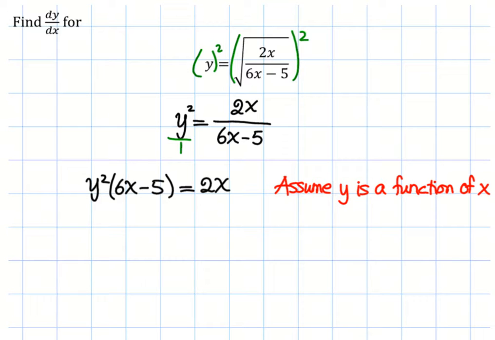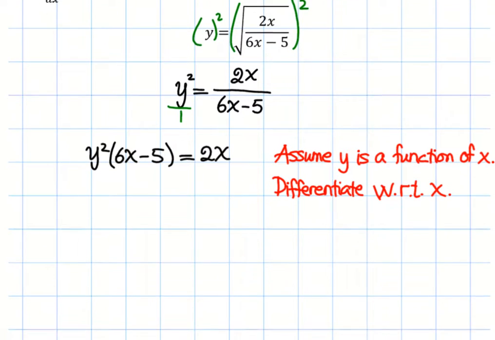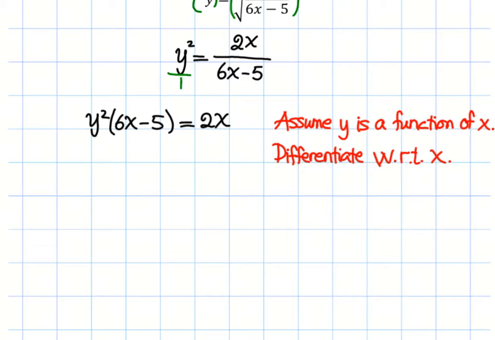And then we just differentiate everything with respect to x. So we take the derivative of everything with respect to x. So the right hand side would be easy. Derivative is just going to be 2. The left hand side is a bit more complicated. We have to use the product rule here.